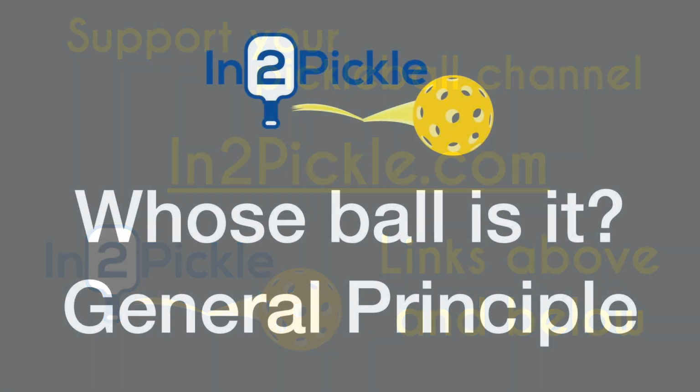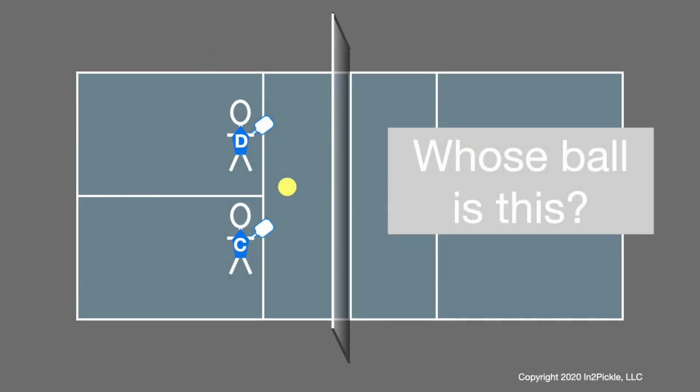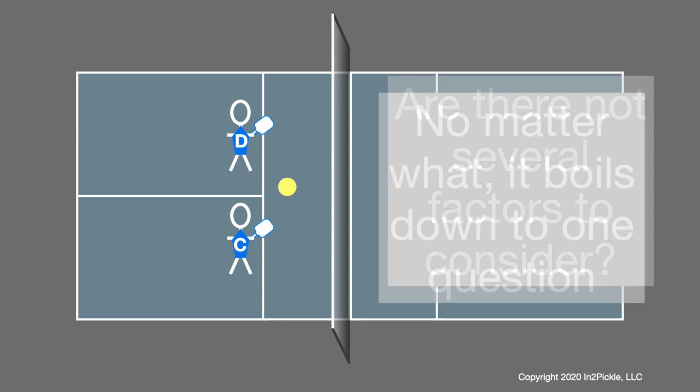We'll get into some specific examples in a second, but first I want to talk about the general principle of determining whose ball it is. So here we have a graph where we have two players, a ball right in the middle. So whose ball is this? There's several factors to consider. Some people like forehand in the middle. Sometimes it's, who was there first, who's closer to it, things like that.